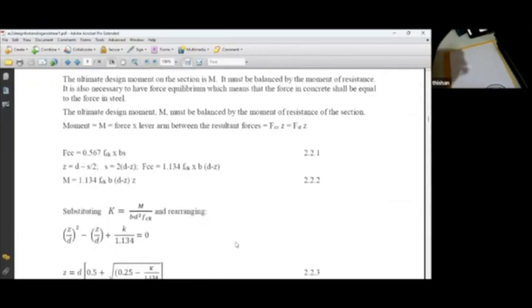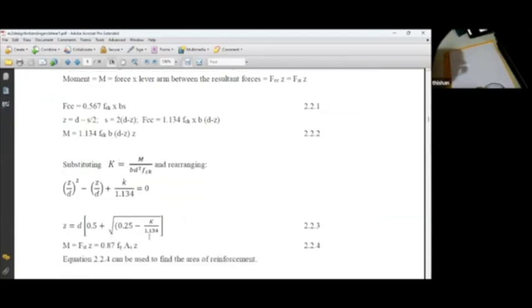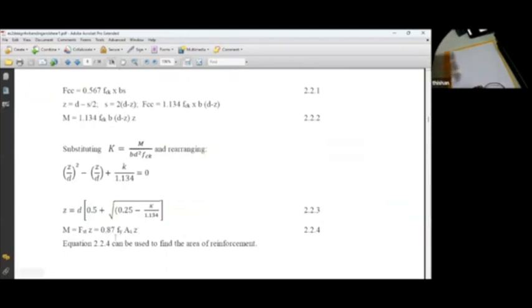Now, then we looked at members subjected to flexure, and then I showed you how this happens and how to derive this K factor. K is equal to M over b d squared f_ck, and then use this equation. M is equal to force multiplied by lever arm, because this equation gives lever arm, this equation gives force. So force multiplied by lever arm is the moment. The only unknown here is the area of steel.